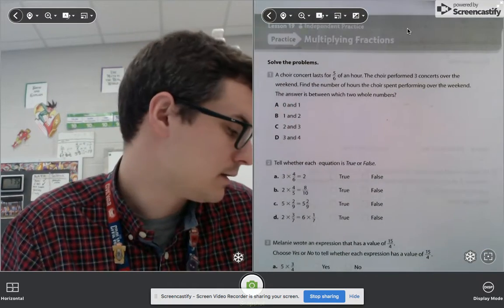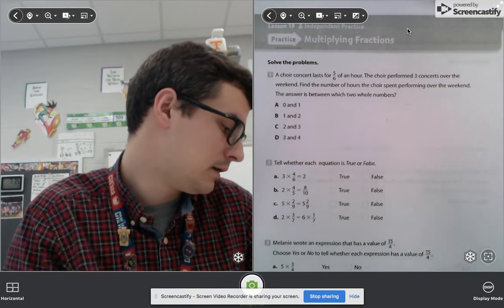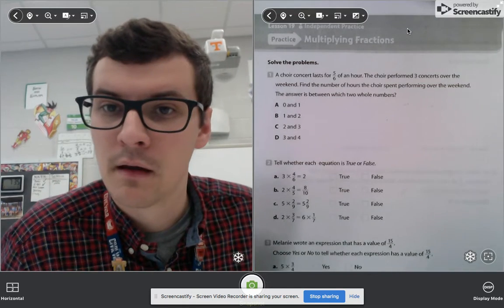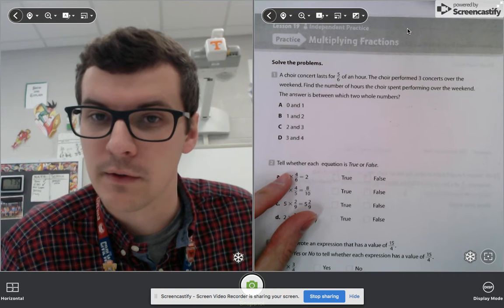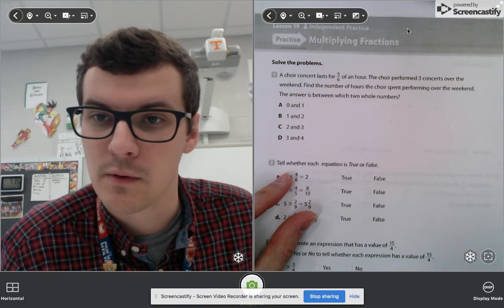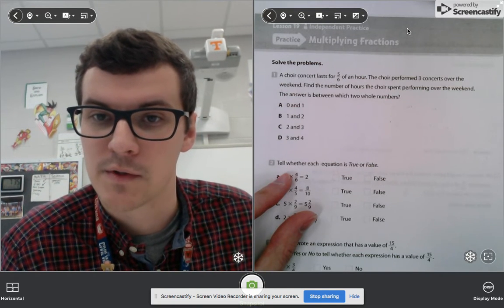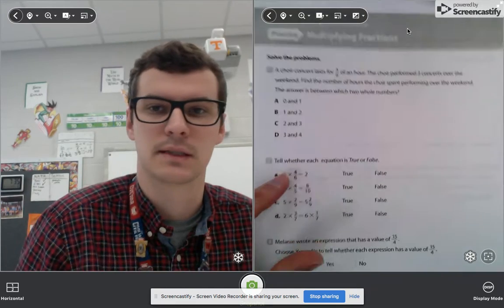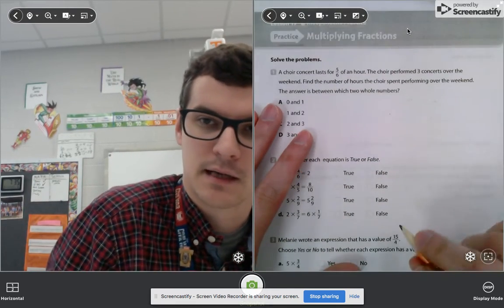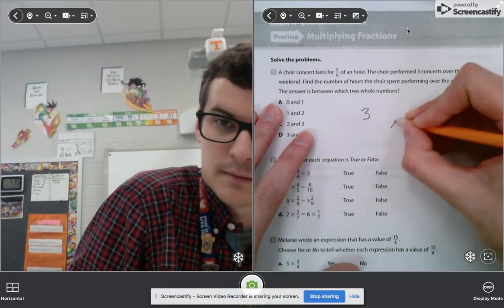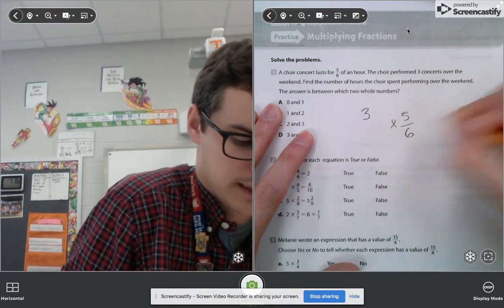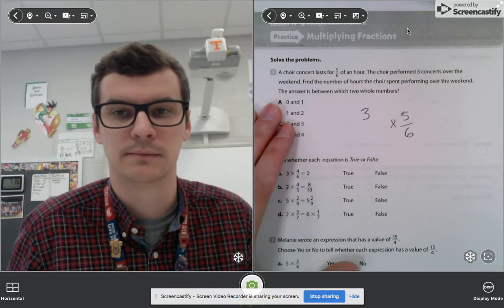A choir concert lasts for 5/6 of an hour. The choir performed 3 concerts over the weekend. Find the number of hours the choir spent performing over the weekend. The answer is between which two whole numbers? Okay, this is just like the last one. So I'm going to set this up as 3 concerts times 5/6 of an hour. So pause the video and try that one.